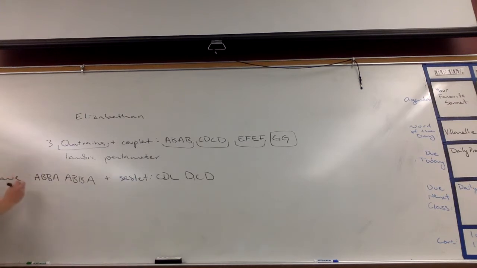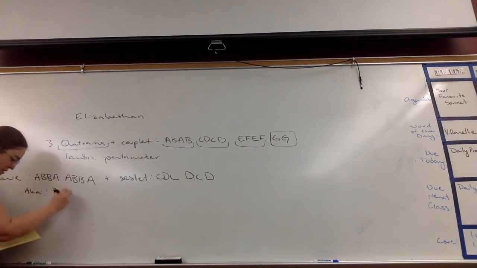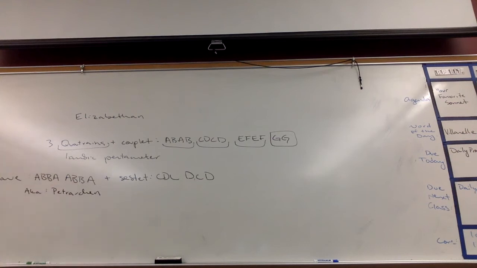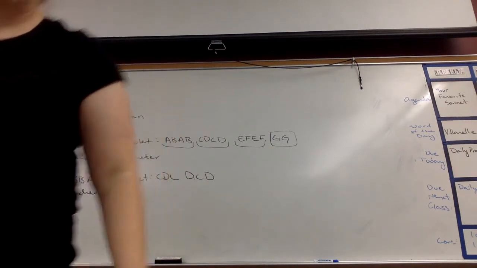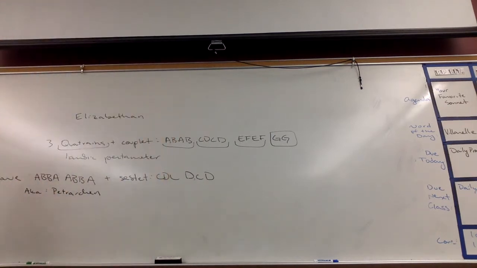And then these can also be called, and you see this name a little bit more often, a Petrarchan sonnet. So it's an Italian sonnet or Petrarchan sonnet. I think it's because the poet who formalized this one is called Petrarch.